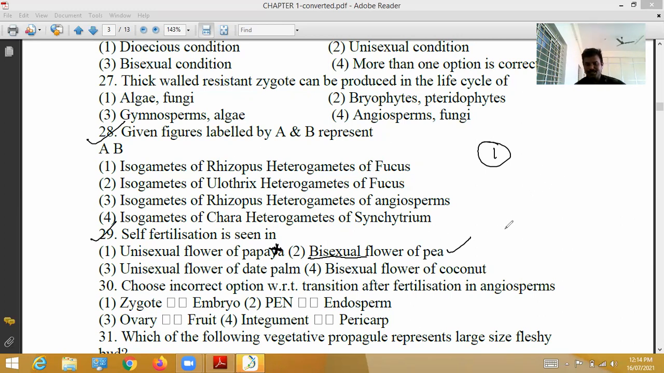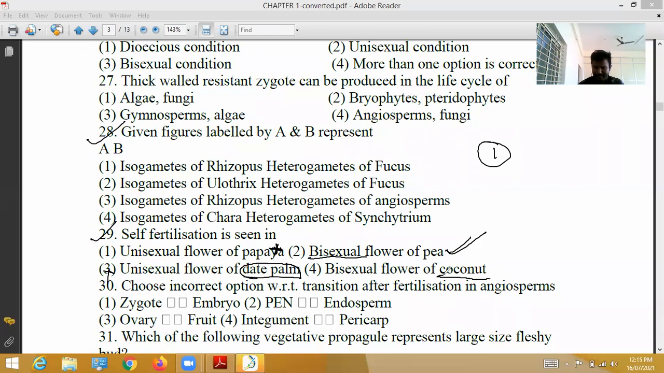So the second option is correct. Let's see the third, unisexual flowers of a date palm. Date palm has unisexual flowers. In unisexual flowers, there is no chance for self-fertilization to occur, because the male and female gametes reach the reproductive stage at different times. So in unisexual flowers, self-fertilization is not at all possible.